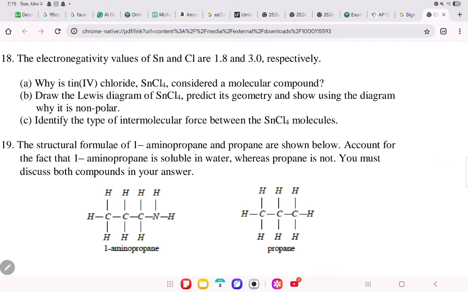Now identify the type of intermolecular force between SnCl4 molecules. It's non-polar, first of all. So because it's non-polar, we directly say that it's a London dispersion force, ID.